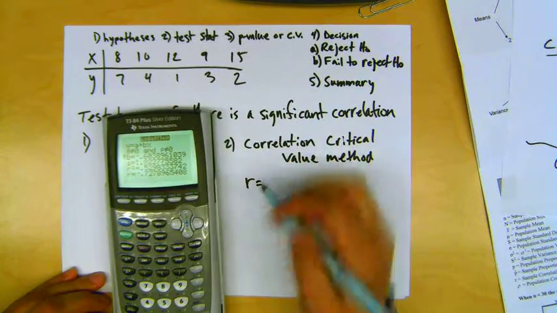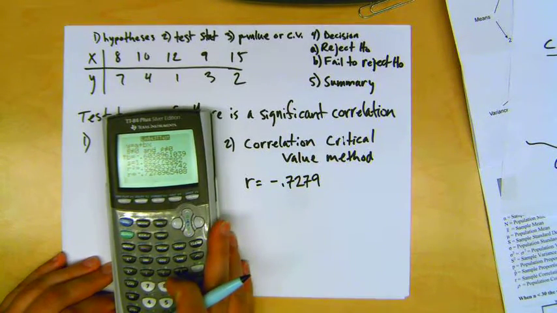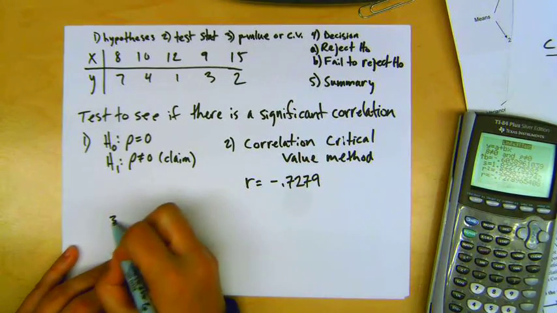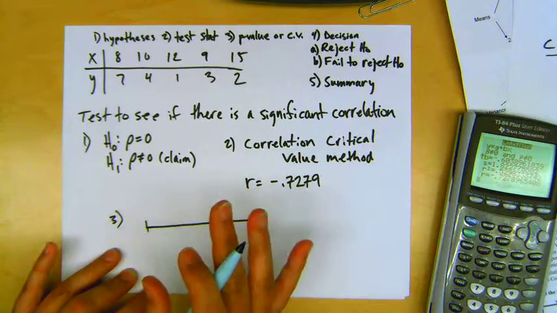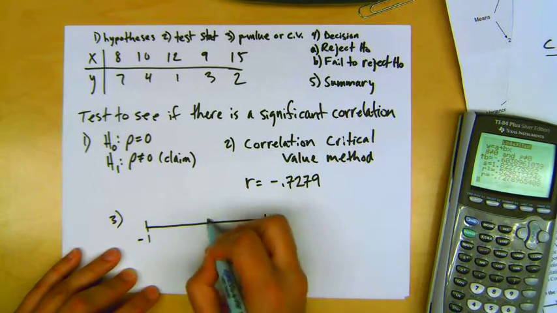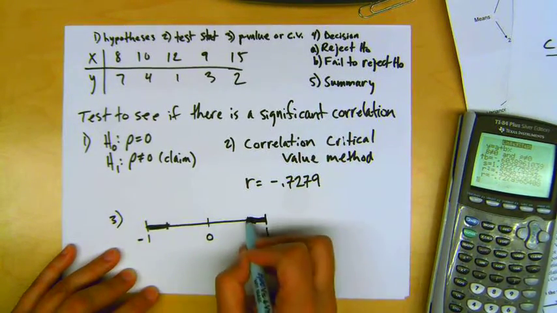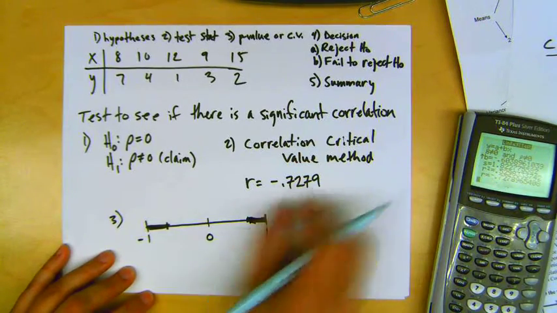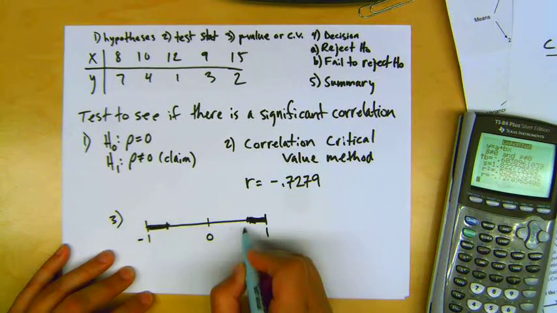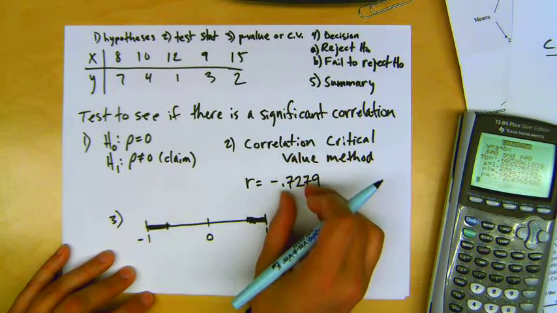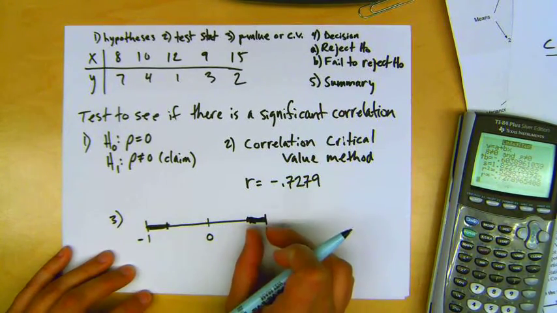So our r is negative 0.7279. And then they're saying that the critical value doesn't use a curve. It's just a number line between -1 and 1. What it looks for is what correlation would be significant, meaning if I had this value in one of these tails, I'm looking for this critical value here and here. I would reject H0 if the correlation was close enough to the tail. So it's giving me how close I need to be to -1 or +1 to be significant.